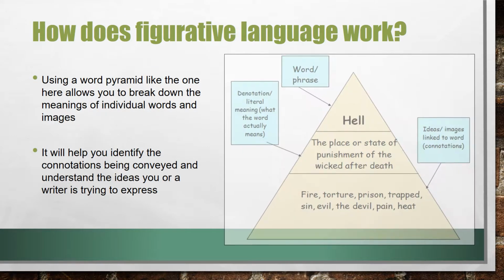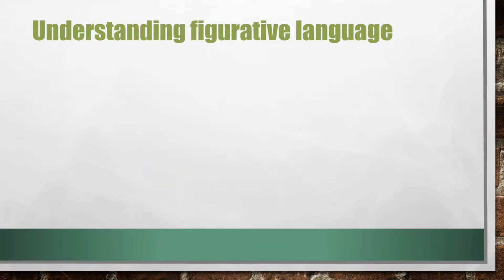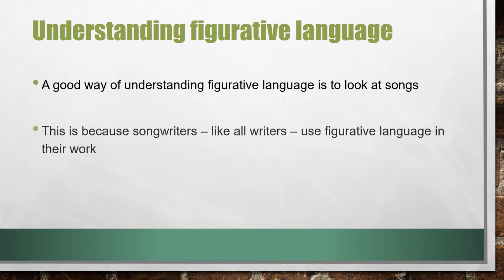Using a word pyramid like the one here allows you to break down the meanings of individual words and images. It will help you identify the connotations being conveyed and understand the ideas you or a writer is trying to express. A good way of understanding figurative language is to look at songs. This is because songwriters, like all writers, use figurative language in their work. Take a look at these examples.